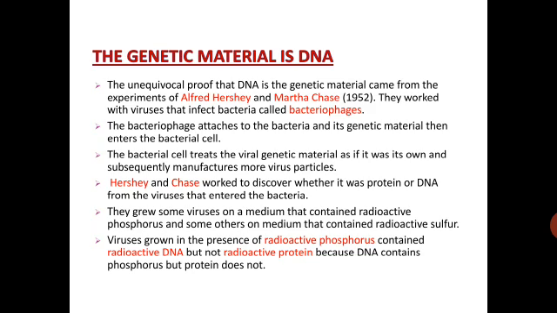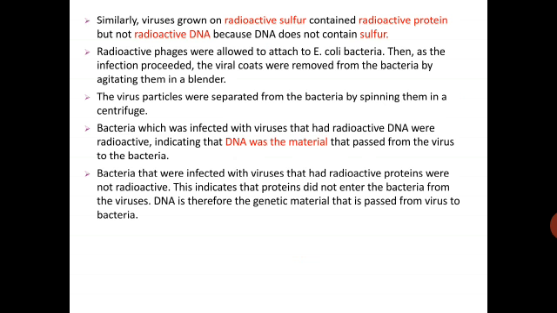What they did is that they grew some viruses on a medium that contained radioactive phosphorus and some others on a medium that contained radioactive sulfur. Viruses grown in the presence of radioactive phosphorus contained radioactive DNA but not radioactive protein, because DNA contains phosphorus, as we have seen in the DNA structure, but protein does not. Similarly, viruses grown on radioactive sulfur contained radioactive protein but not radioactive DNA, because DNA does not contain sulfur.